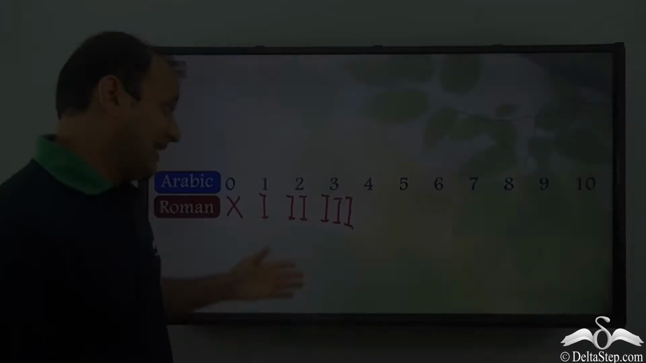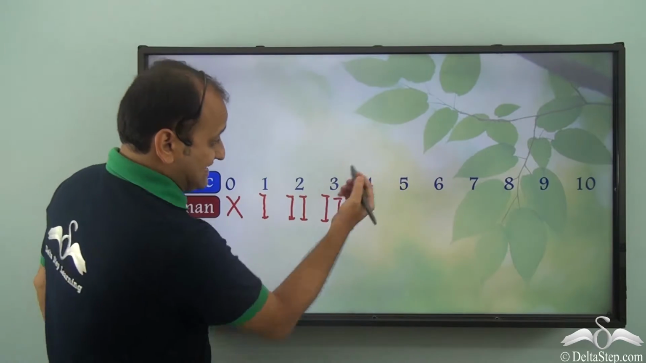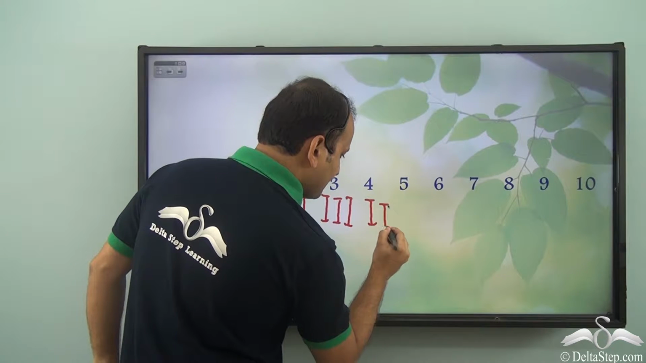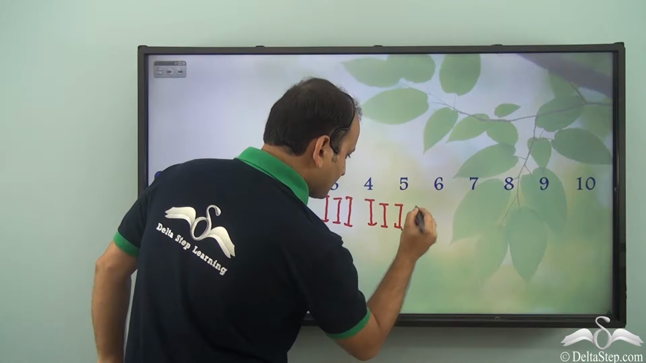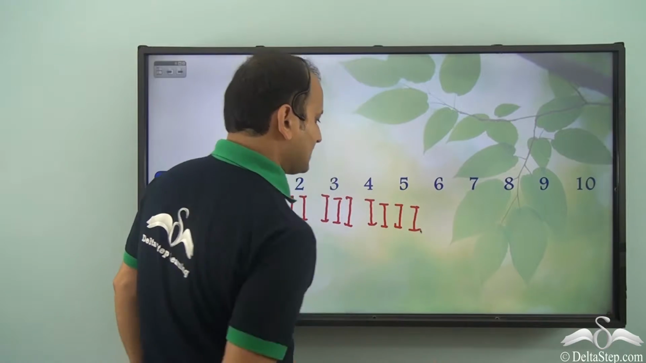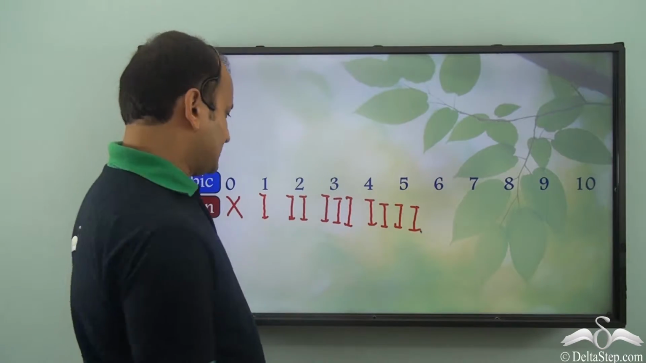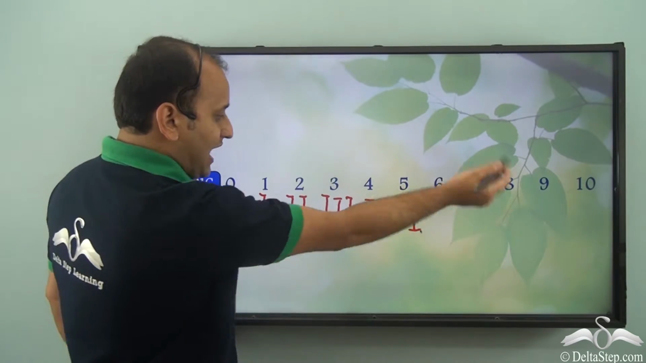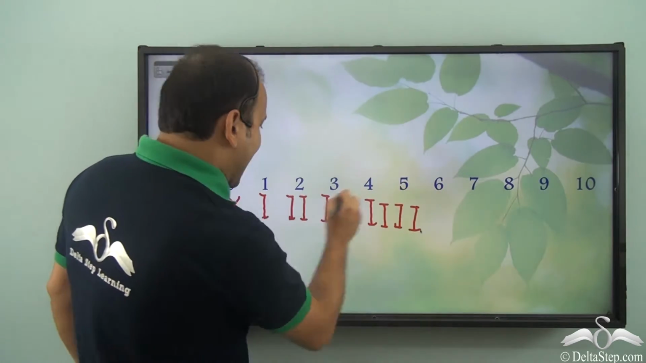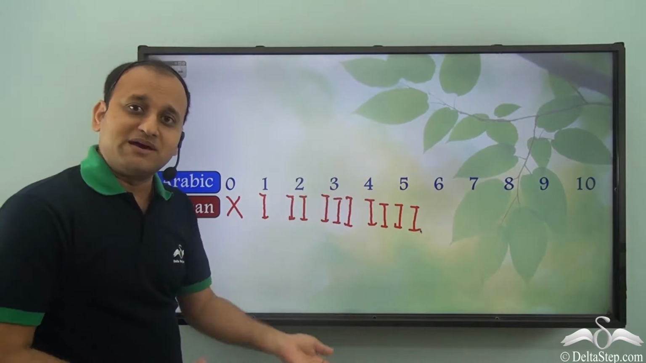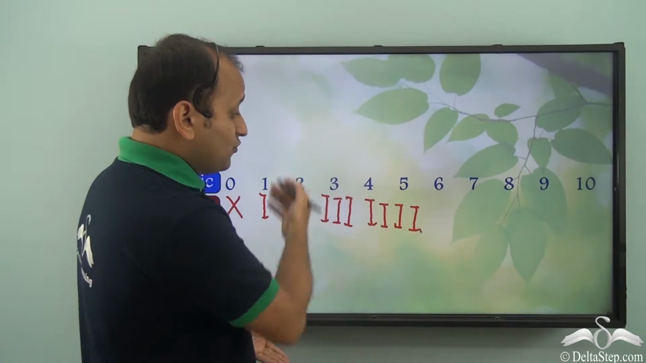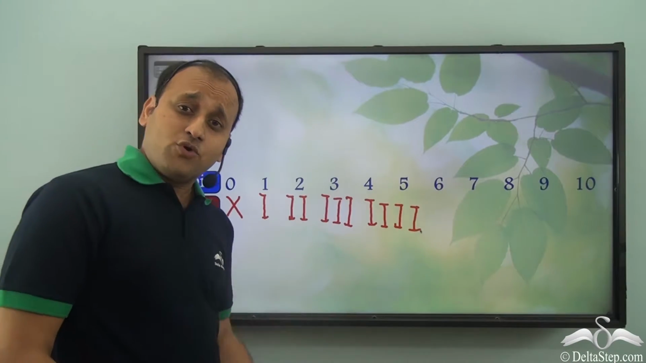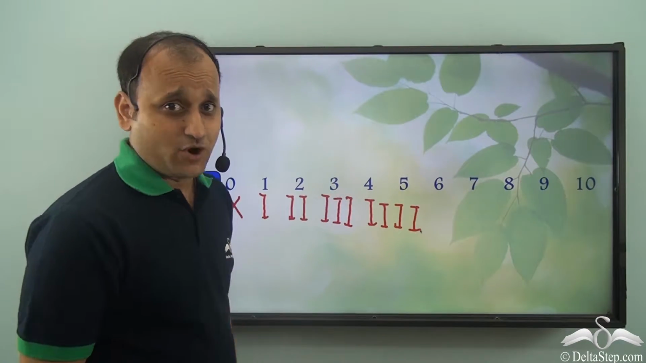What about 4? Well, according to the natural order, you may say that 4 we can write as four I's. But this is not correct. Can you see? It is becoming confusing again. If you keep on writing more I's, you will not be able to identify easily which number is being represented, or even if you identify, it will take a lot of time. And even the Romans realized that this is a problem.